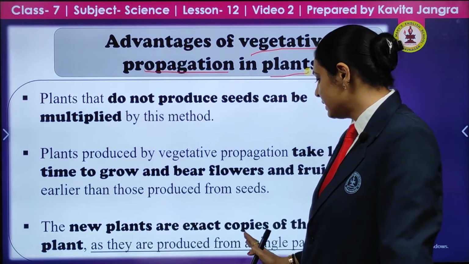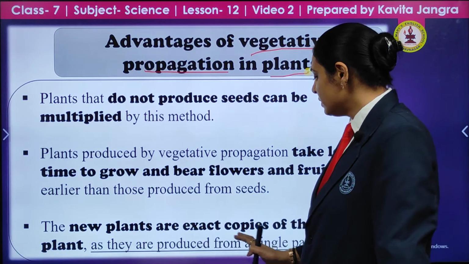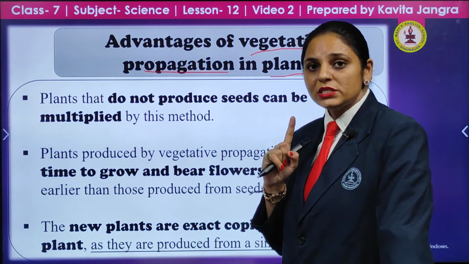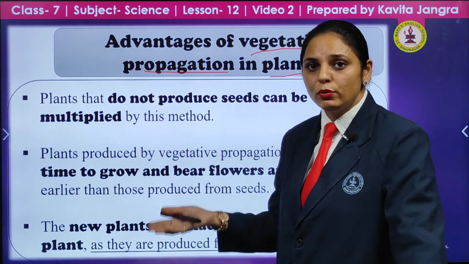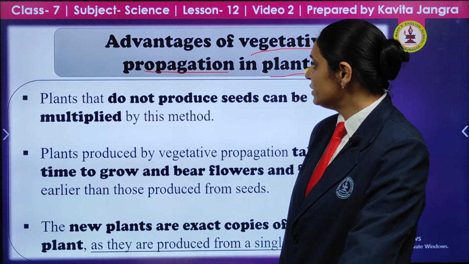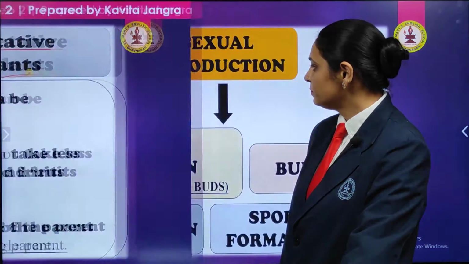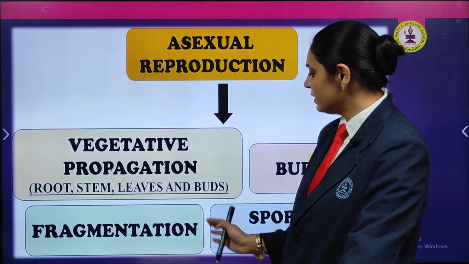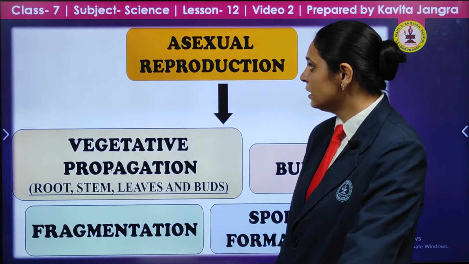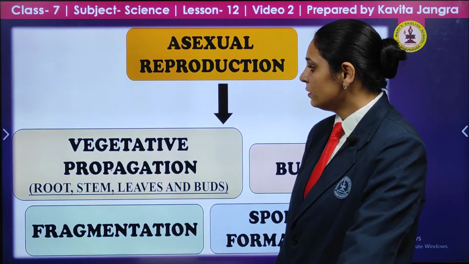Now, the new plants are exact copies of the parent plant and they can be produced from a single parent only. No two parents are involved. Through a single parent, we can produce a new exact copy of the plant. So, this is the advantage of vegetative propagation in plants. So, in the asexual mode, we have studied all this. The first part we completed, that is vegetative propagation and its advantage.